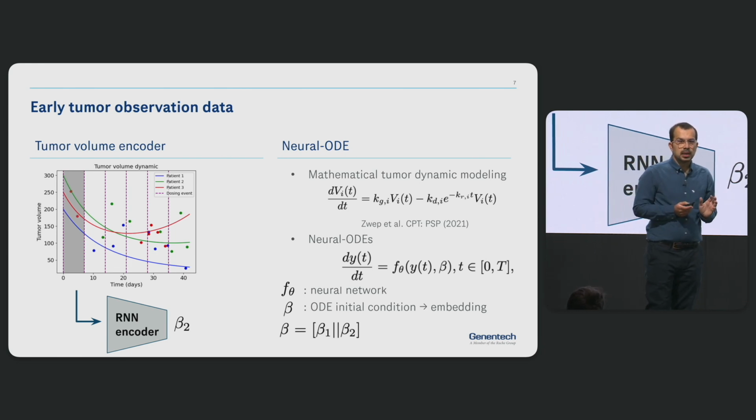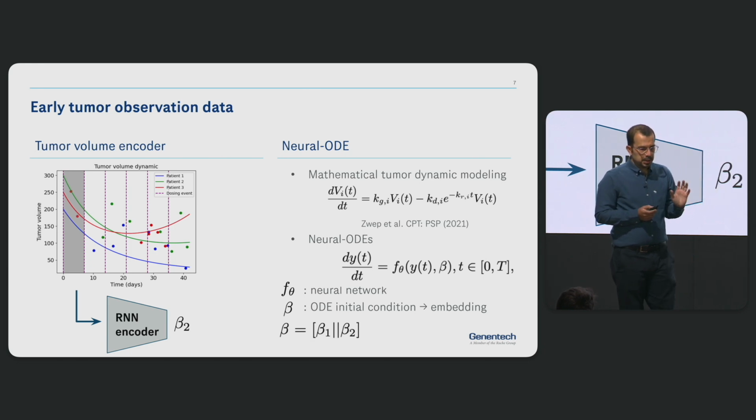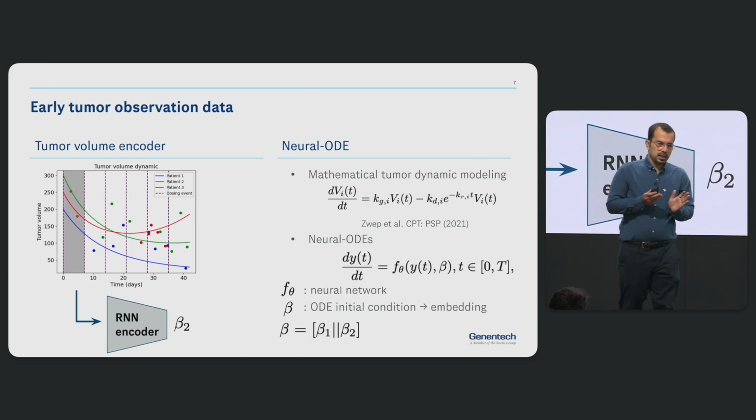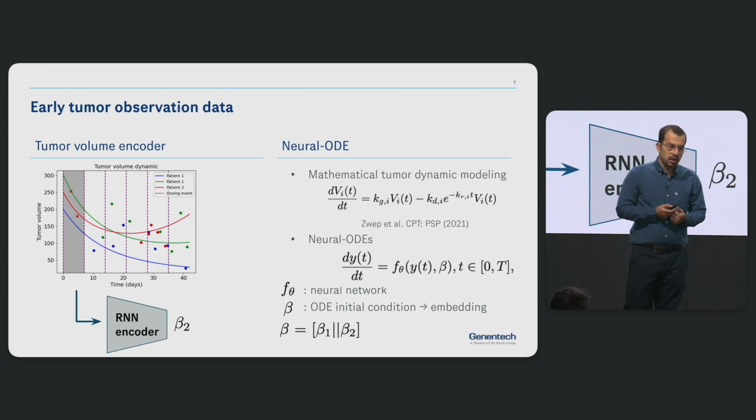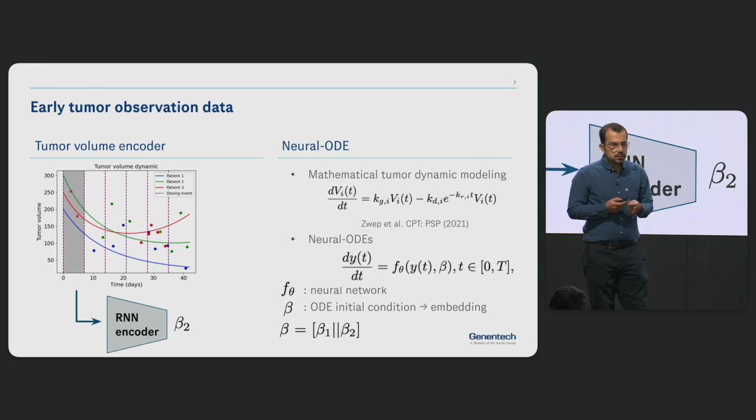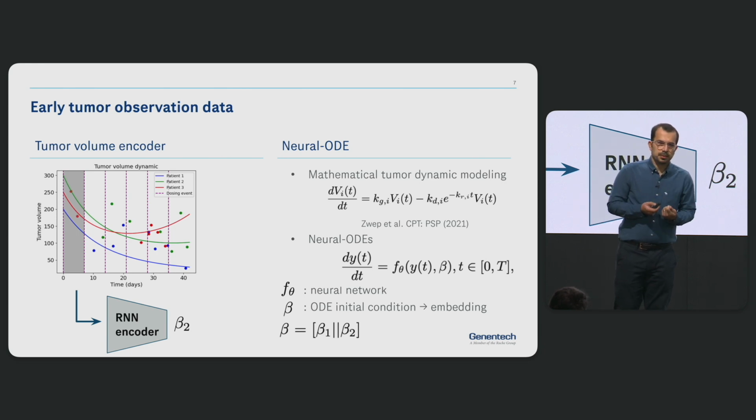So at the end of the day, we use beta 1 and beta 2 as the initial conditions of our Neural-ODE, and then we have another F, which is a neural network, to capture the pattern in the data.